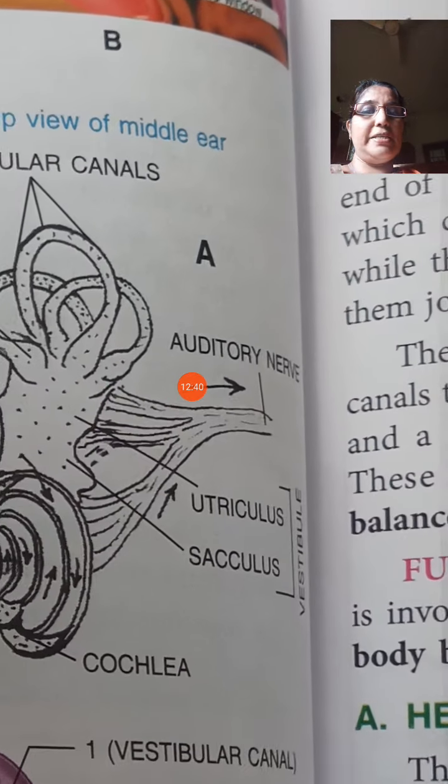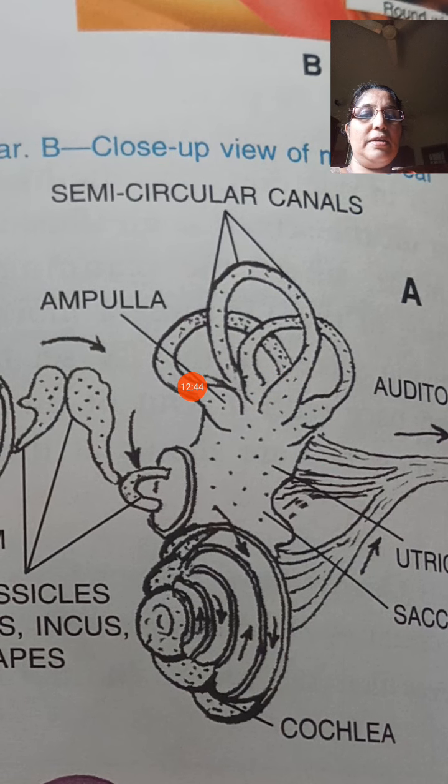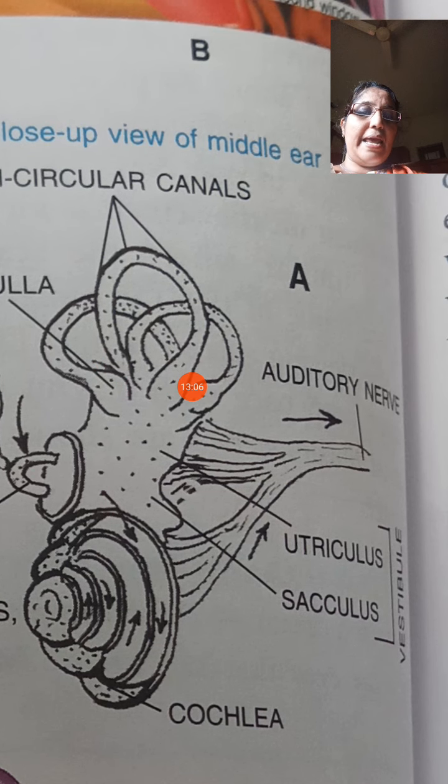Then at its base, you can see a bulge-like appearance at its end. That part is known as the ampulla. This is the semicircular canal. The inner ear's parts are the snail-like region, the cochlea, the three semicircular canals, and a stem-like region.